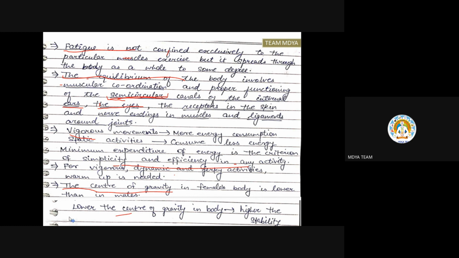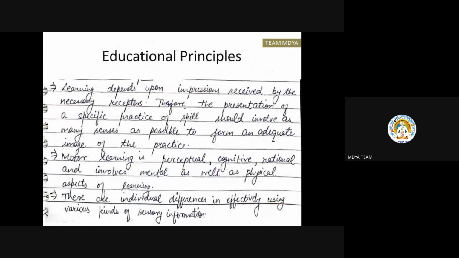But in males, the center of gravity is in the upper body. Males have the strength in their upper body, so they will be able to do postures like Shirshasana, headstands, handstands, and crow pose more easily. And the lower the center of gravity in the body, the higher the stability. So these are the educational principles.